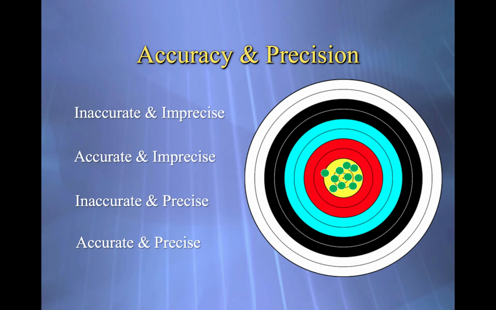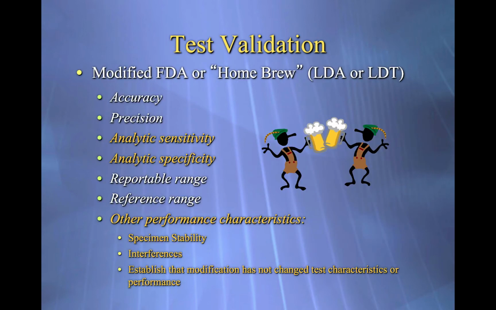So whenever you're talking accuracy and precision, think about your target and walk through and make sure you understand which one you're looking at. Okay, so we said what you had to do for an FDA-approved test to validate it. Well, what if I modify an FDA test? I change something. I use it on a different sample. I do different storage. I do different centrifugation, whatever. If you've changed the manufacturer's instructions, now it's a modified FDA test and you need to do more.